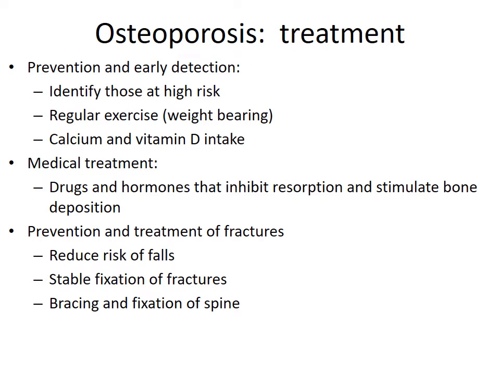If osteoporosis is diagnosed, there are drugs and hormones that can help reverse that backwards cell function process, so they would inhibit resorption and stimulate bone deposition. And then in general, for individuals with osteoporosis, you want to reduce their risk of falls, and if they need some sort of rods or things to fix fractures or brace the spine to help prevent breakage there.